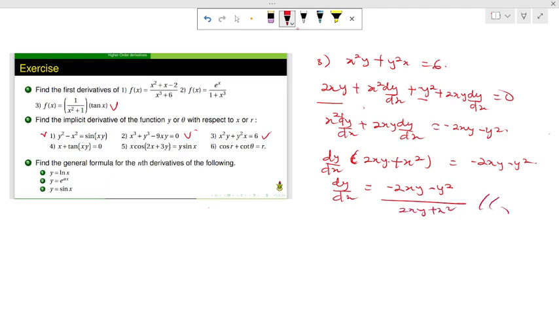That's all. Now let's move to the fourth one. x plus tan of xy is equal to 0. So we are still dealing with x and y, okay?